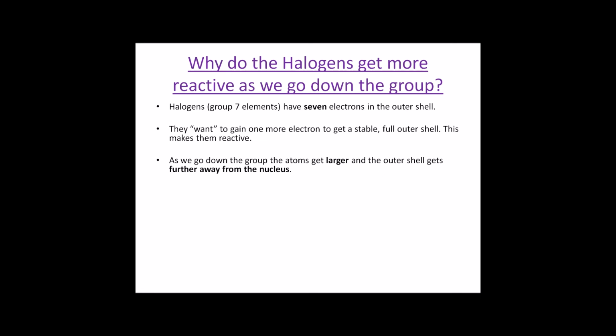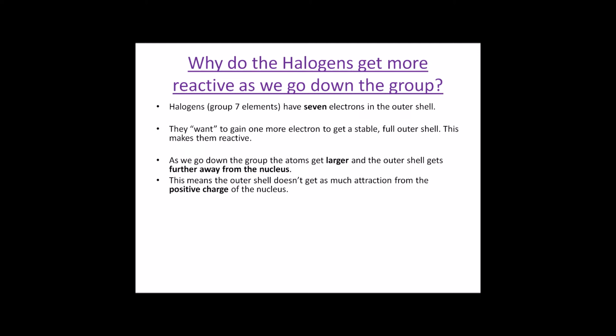So as we go down the group, the atoms get larger, as we said, and the outer shell gets further away from that positive nucleus. The nucleus is positive because we've got the protons in there, P for positive, P for protons, and the electrons, because they're negative, get attracted to the positive charge. This means the outer shell doesn't get as much attraction from the nucleus as we go down the group.